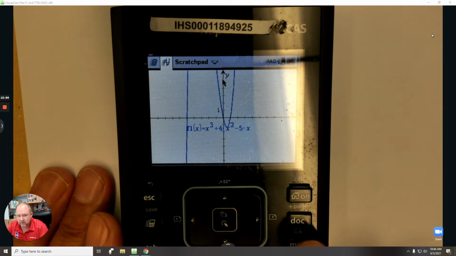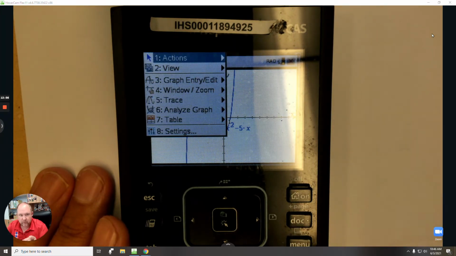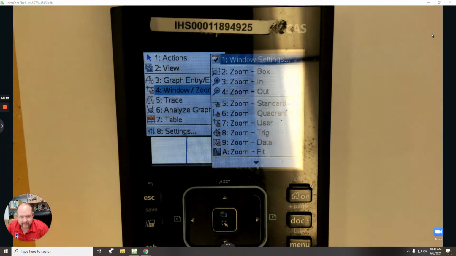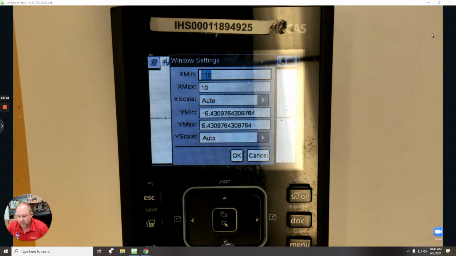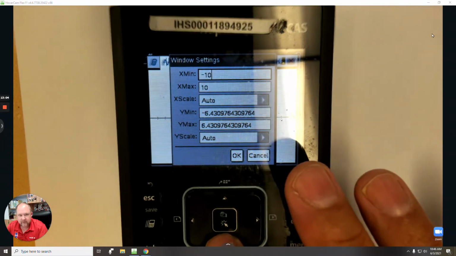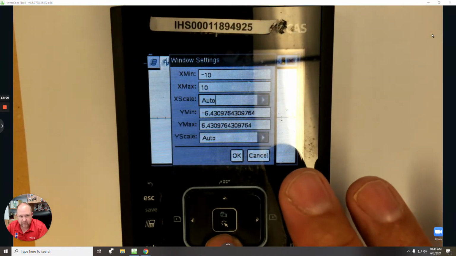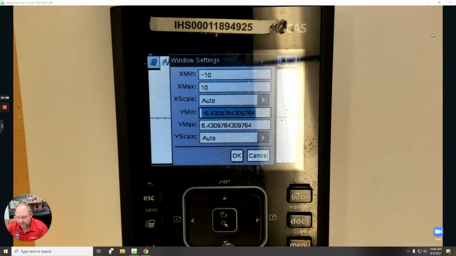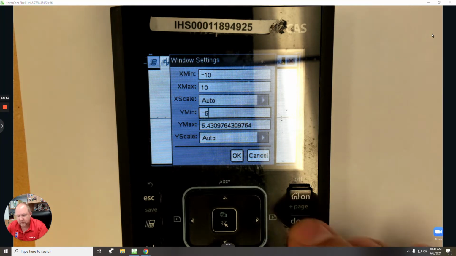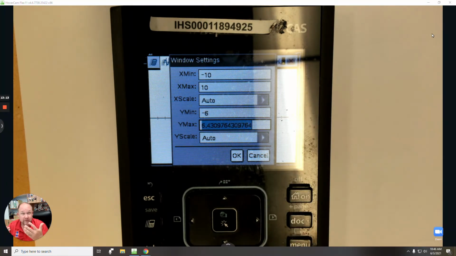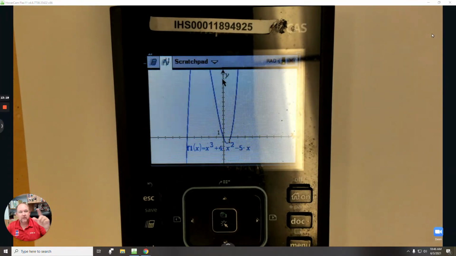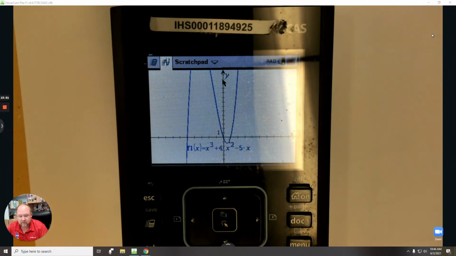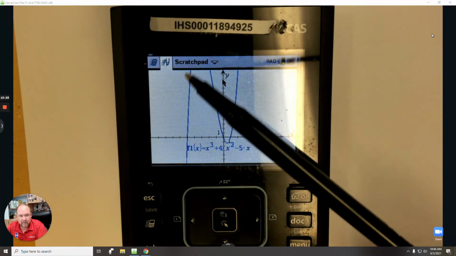Press menu here on the right, and then go to window, which is 4, and then the window settings, which is number 1. And so I'm fine with the x, but it's the y value that needs to go up. So we'll keep the y minimum at -6 because that was fine. But the max needs to go up higher. I don't know how high that turning point is. So let me try like 15. And do I see that turning point yet? Notice I still don't see that turning point. So it's still up here somewhere.